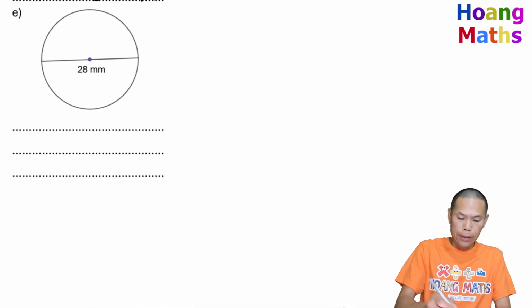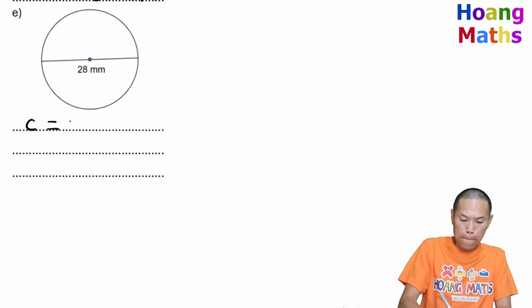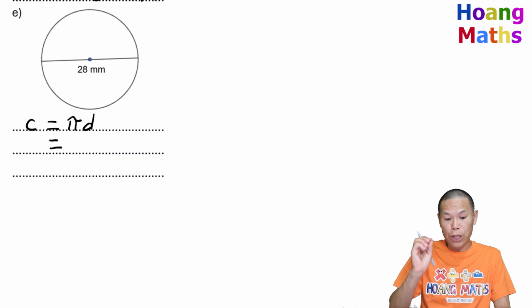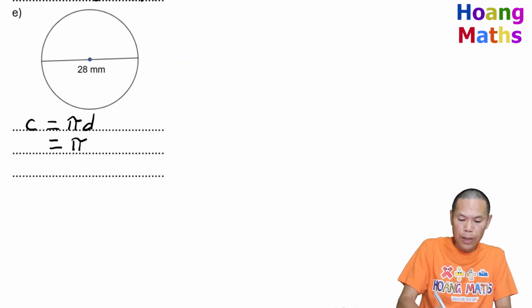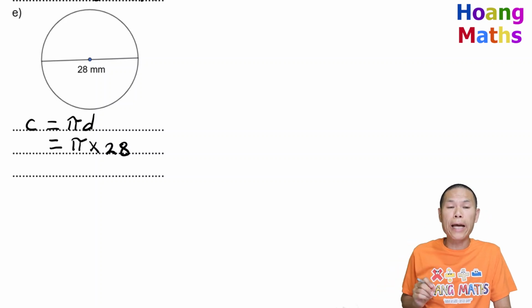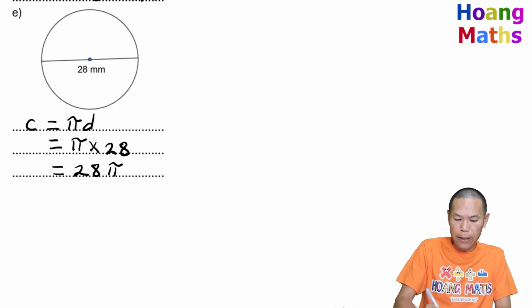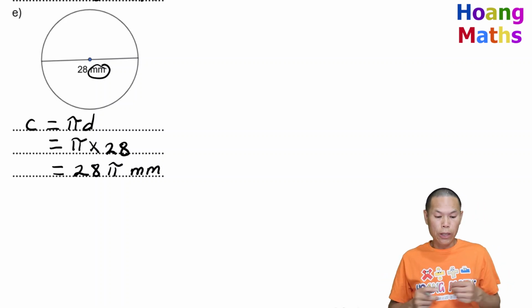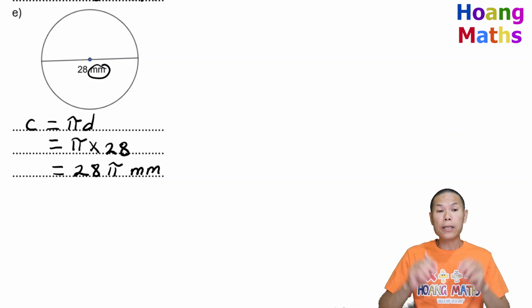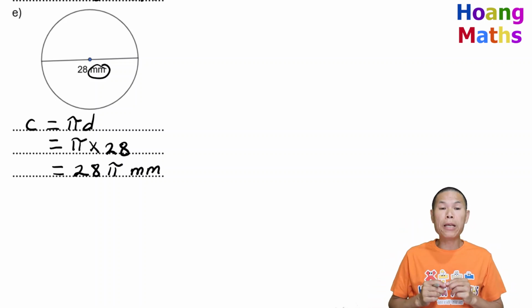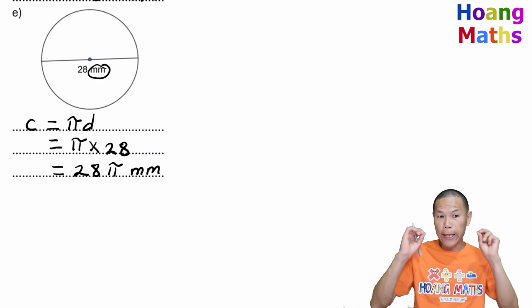Now part F. Circumference is pi d. And d is the diameter of the circle. So pi times 28. And pi times 28 is 28 pi. So the answer is 28 pi. And the unit is millimeters. So therefore, the circumference of this circle is 28 pi millimeters in terms of pi, or exact if you wish.